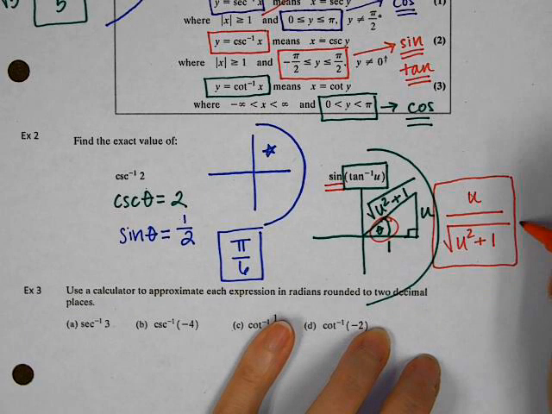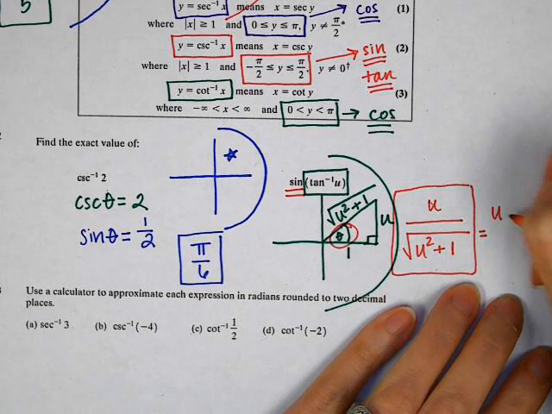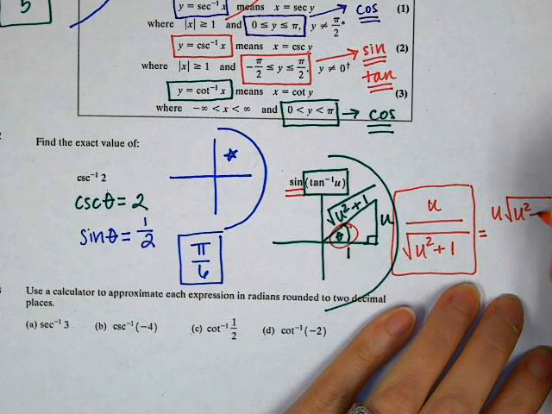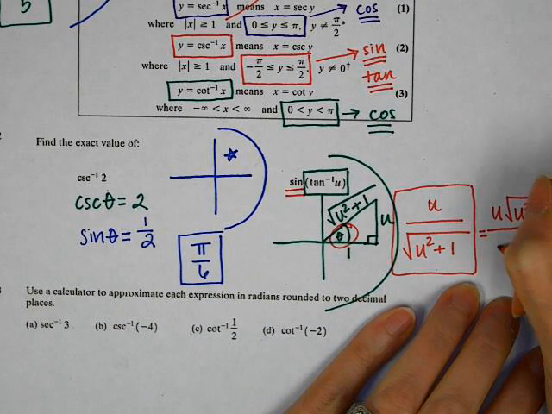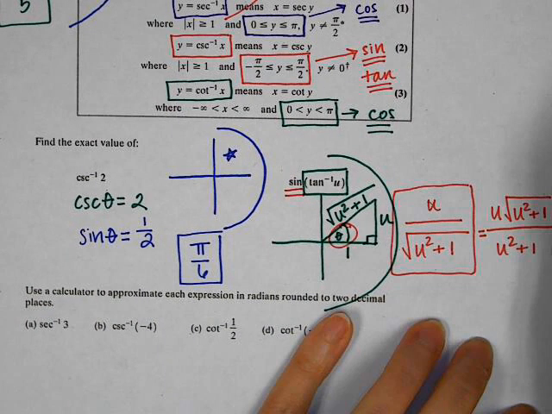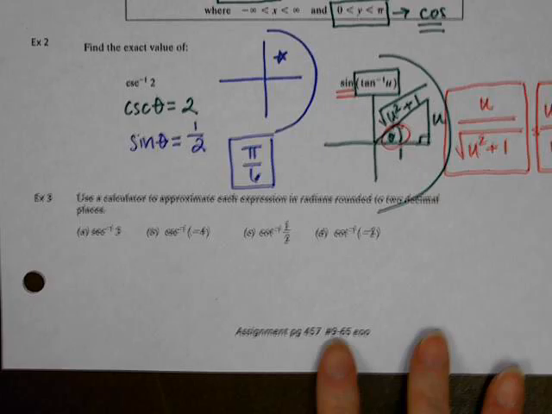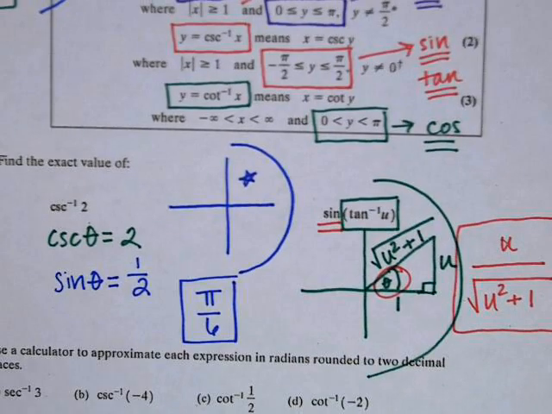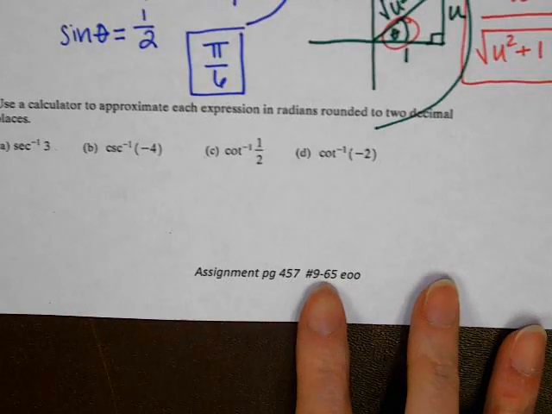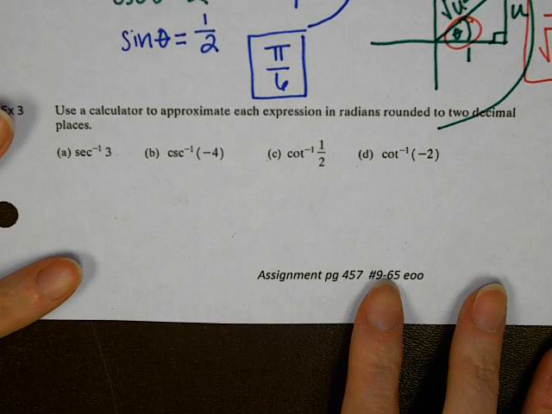If you rationalize it, it would be u root u squared plus 1 all over u squared plus 1. That would be the rationalized answer. But either one would be fine for this. Okay, let's keep going. Now, the bottom can get a little sneaky, so make sure you guys are still with me here. Some of this is a little tricky.